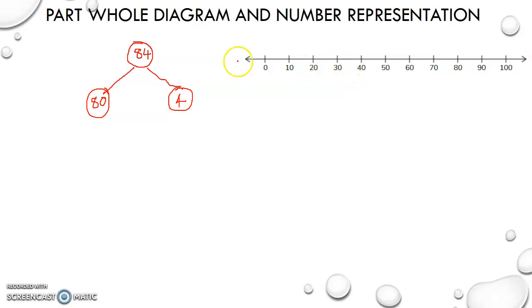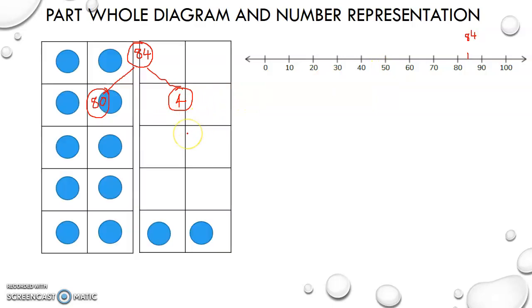Similarly, ഇതിനെ നമുക്ക് number line use ചെയ്തിട്ട് represent ചെയ്യാം. 84 comes between 80 and 90. ഇതിന്റെ exact middle 85 വരും. So, അതിനേക്കാളും തൊട്ട് മുന്നിലായിട്ട്. So, we'll mark it here. This is where 84 will appear.